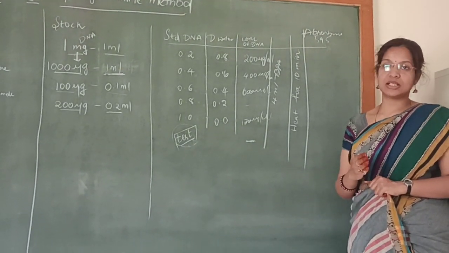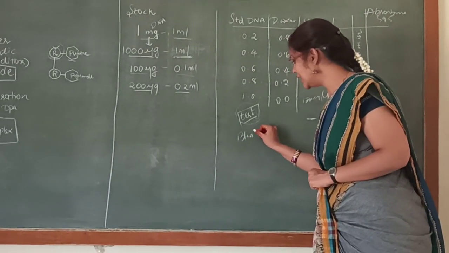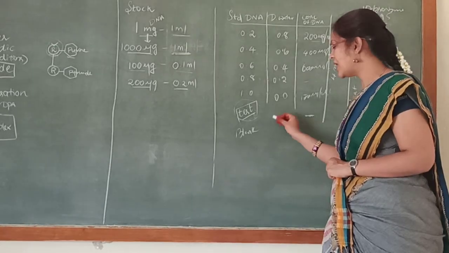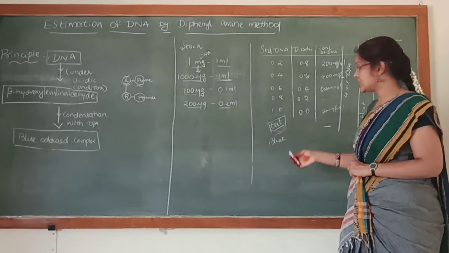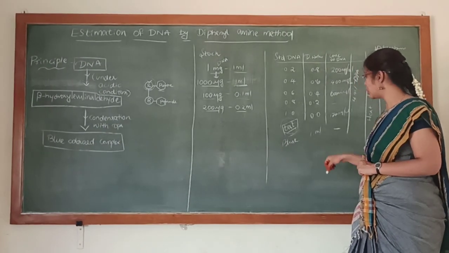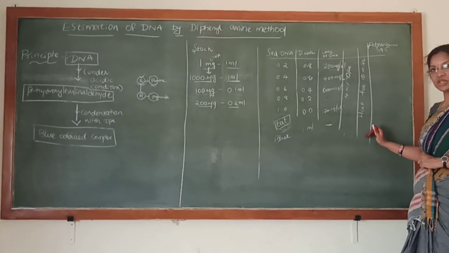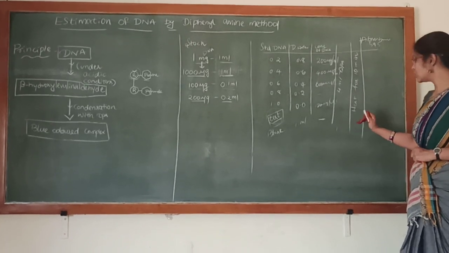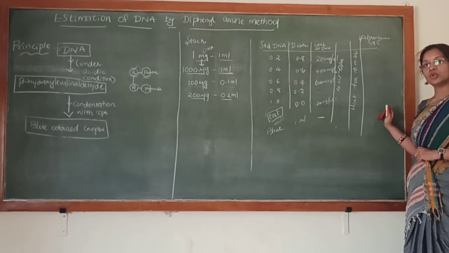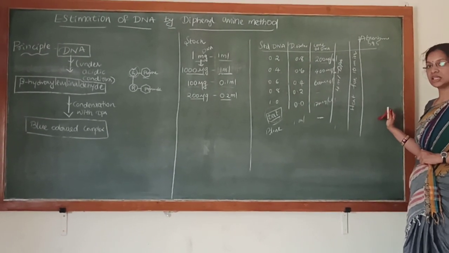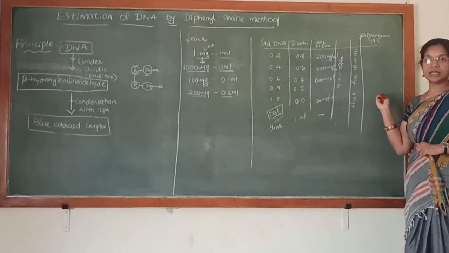I missed telling you something: you haven't put a blank here. You need a blank to take the absorbance. The blank does not contain any standard DNA, but it will contain only 1 ml of water, and it will have 4 ml of DPA, and the same heating is done with the blank also. And by setting the blank at 0, you are going to take the absorbance of all these tubes along with the unknown solution. I think it is clear.